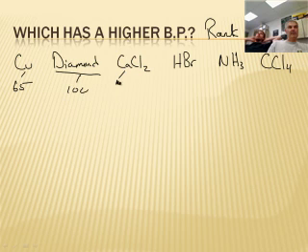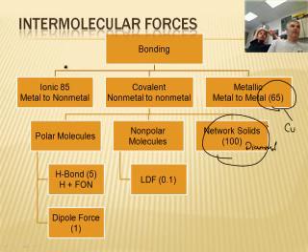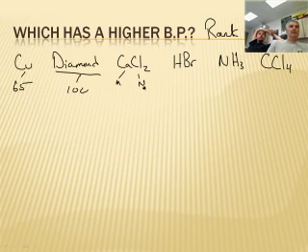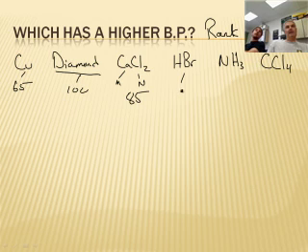CaCl2, that's a metal to a non-metal. So if we go back to our chart, metal to non-metal is 85. So he's an 85. HBr, that's non-metal, non-metal. All the rest of those three are all non-metals. I'm going to just draw the Lewis structures of each. HBr looks like this.